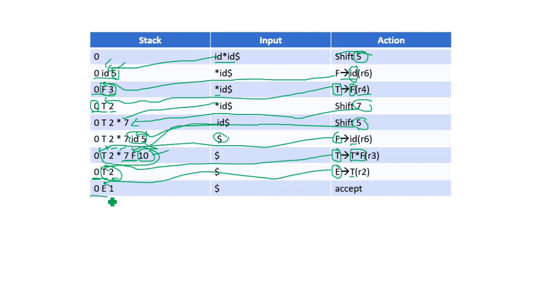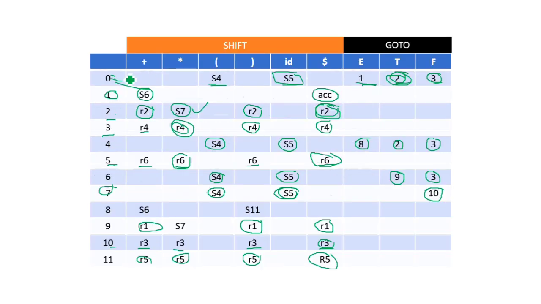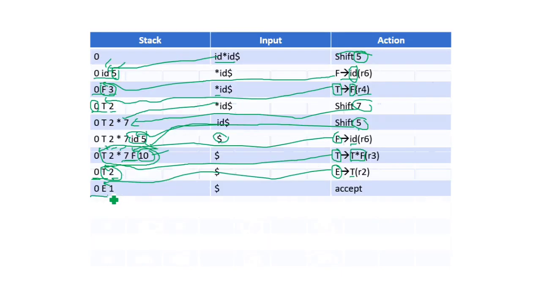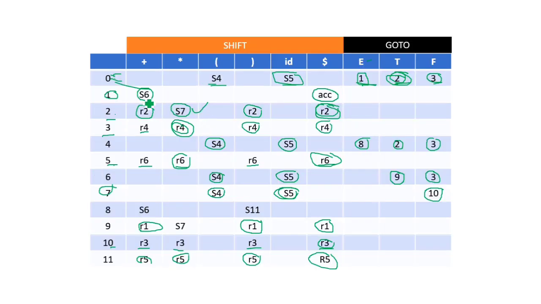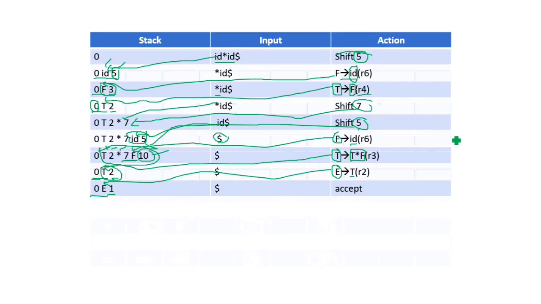Now see 0 comma E. 0 is here in the table and E is here in the table. Now you have 1. So 1 should be pushed inside the stack. 1 is pushed inside the stack, and on the right side you have dollar. So 1 comma dollar, see in the table. 1 comma dollar is accepted. Once it is accepted, that is the end of the parsing technique.